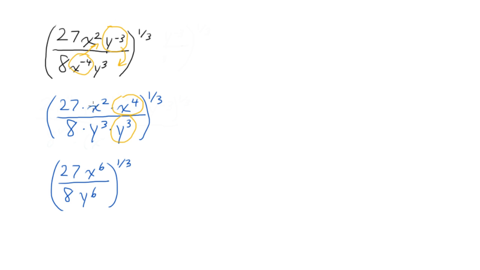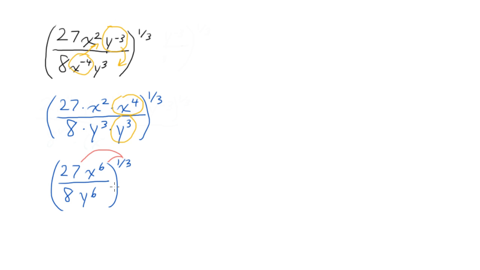So when you multiply like bases, you add the exponents. So we've got x to the 6th and y to the 6th. This whole thing is still being raised to the 1/3 power. When you have that 1/3 power, that exponent outside of the expression, you can apply that exponent to every factor. So if these were being added, 27 plus x to the 6th, you couldn't do this. This wouldn't work. But since they're being multiplied, you can do this.